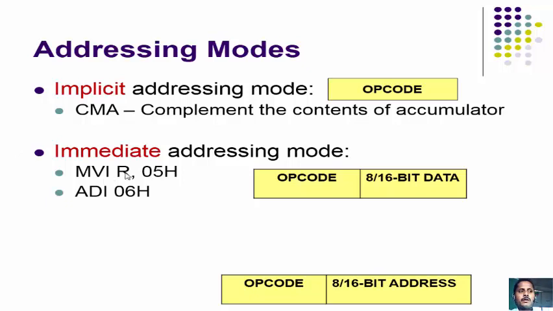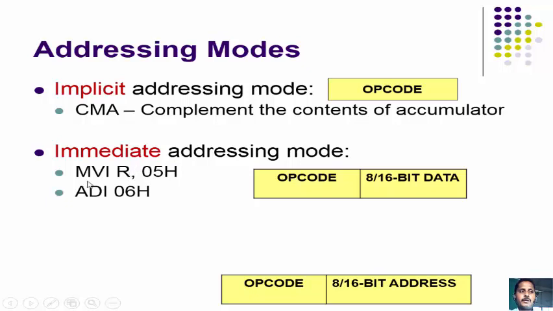R is the general purpose register. Okay, so either the special purpose register or general purpose register. So move immediate. 05X is the 8 bit immediate hexadecimal data. So 05X gets copied in the specified register.